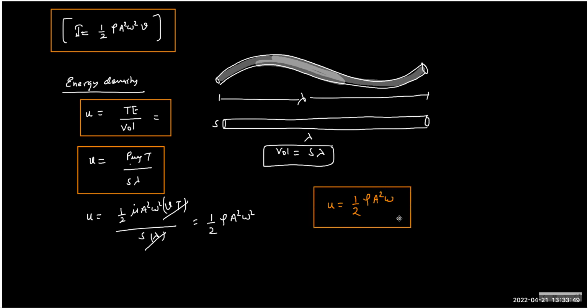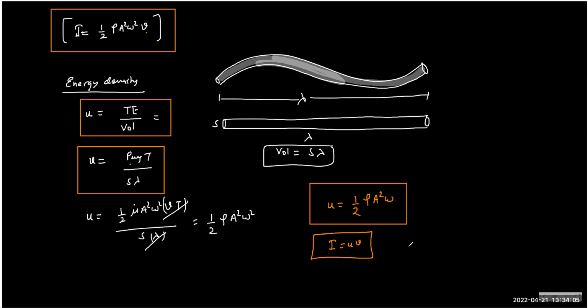So now we have the relation between the intensity and energy density. The only difference between these two is the missing of V. So I is basically UV. Now this is easy to remember. Yes, sir. I is how much? UV. And how to remember U? So this is also easy.